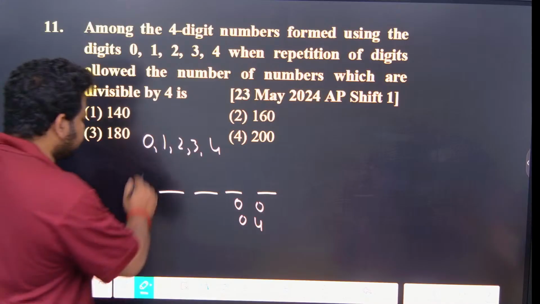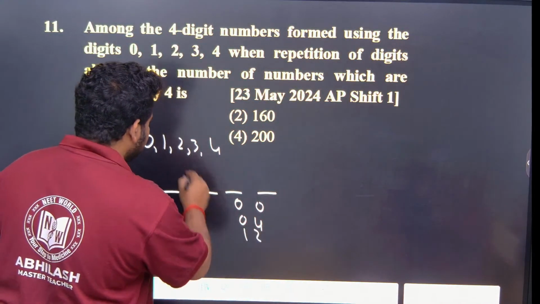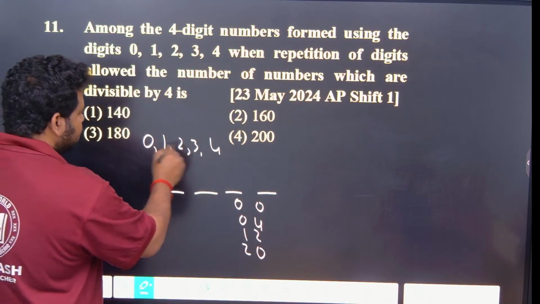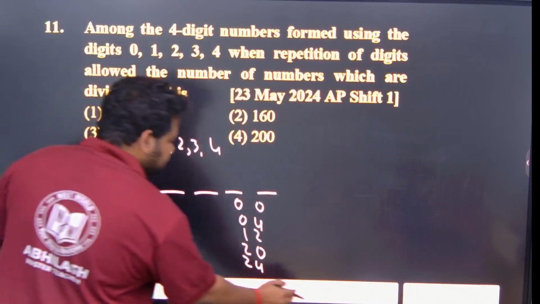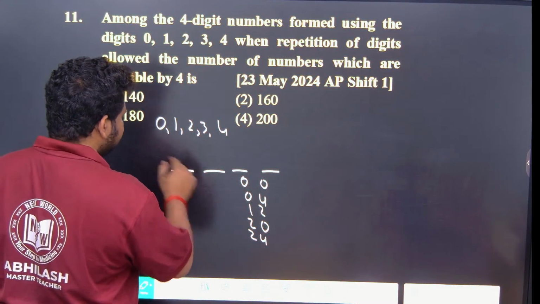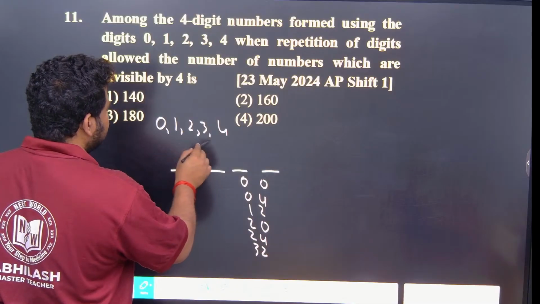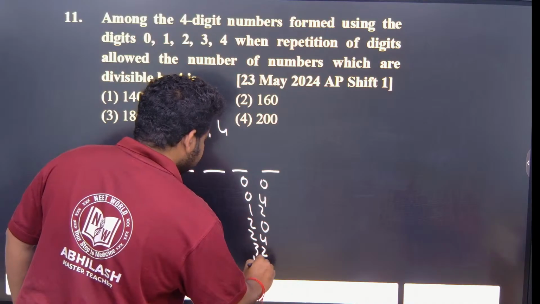0, 4. Next, if I start with 1: 1, 0 not possible. 1, 2 yes. 1, 3 no. 1, 4 no. If I start with 2: 2, 1 no. 2, 0 yes. 2, 3 no. 2, 4 yes. Now 3: 3, 0 no. 3, 1 no. 3, 2 yes. 3, 4 no. 4, 1, 4, 2, 4, 3 no. 4, 0 yes.